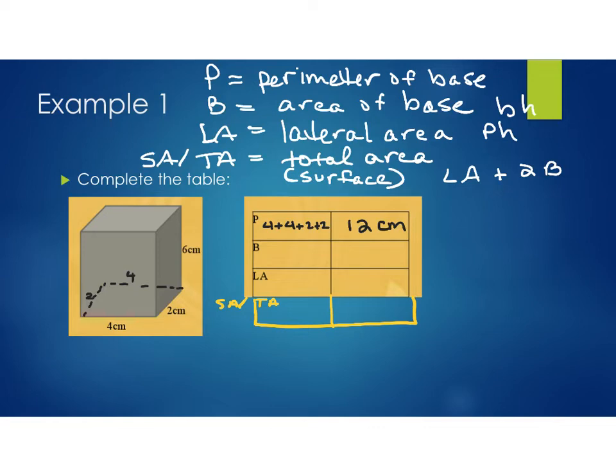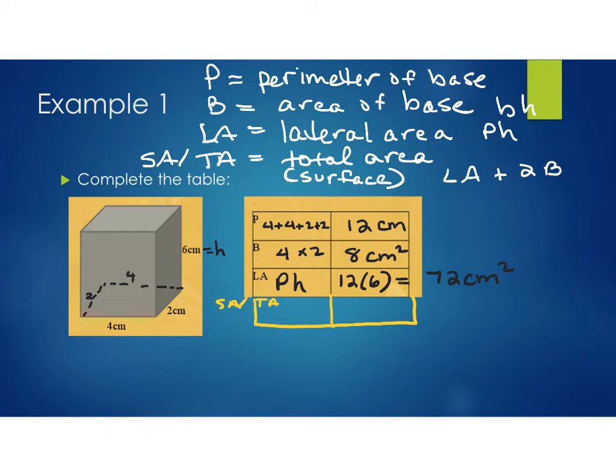Remember to find the area of the base. Again, this is a rectangle, so it's base times height. So I'll do 4 times 2, and it's 8 centimeters squared. For lateral area, we're going to take the perimeter and multiply it by the height. My perimeter, I already calculated in the first box. That's 12. And my height is going to be the 6 over here, the height of the prism. So 12 times 6, and my lateral area is going to be 72 centimeters squared.